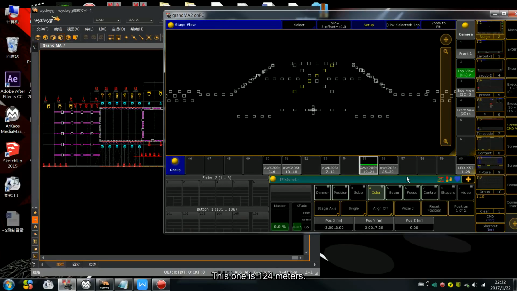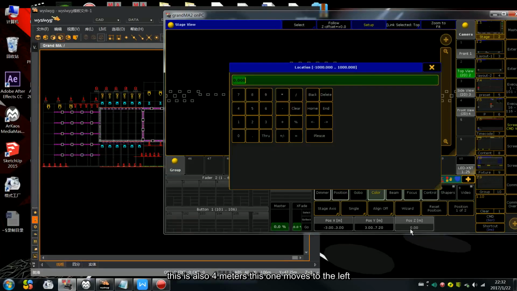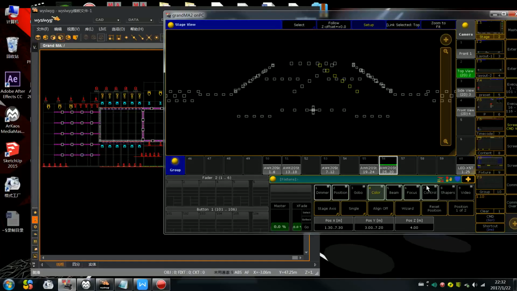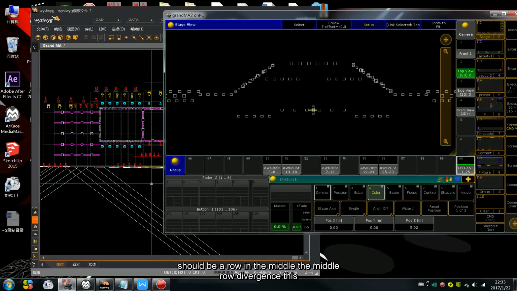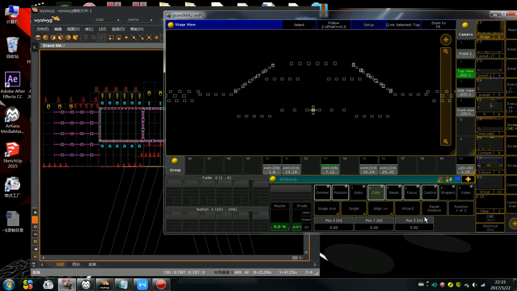This one is 12.4 meters. This is really 4 meters high. This is also 4 meters. This one moves to the left. This one moves to the right. Okay, to this. There should be a row in the middle row. Divergence. This one should be at a height of 12 meters.